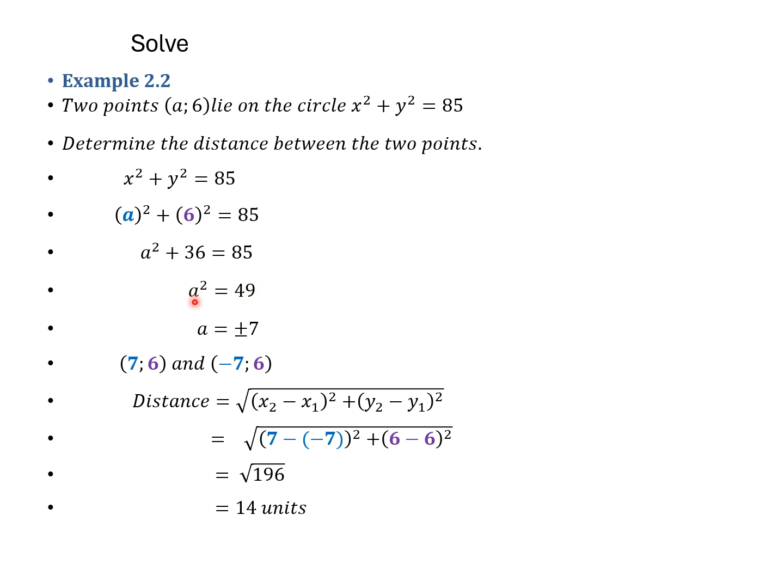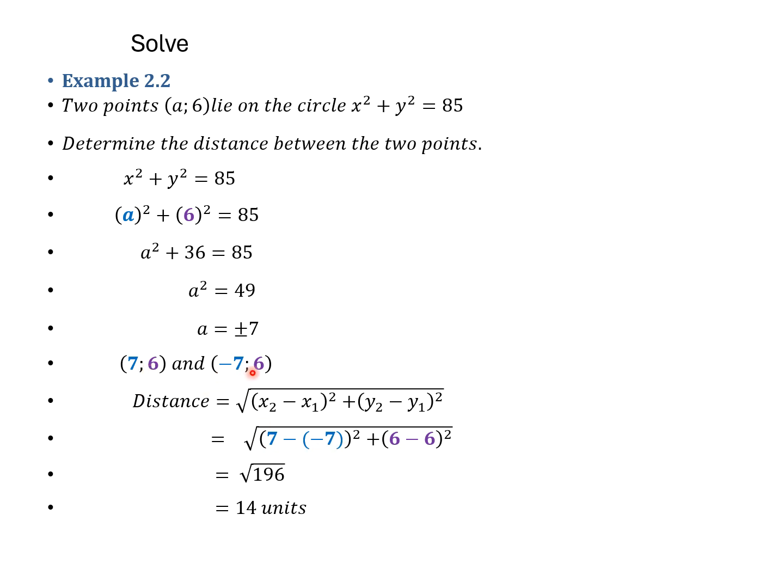To go from a squared to a, I'm going to say square root of a squared gives me a. Square root of 49 becomes plus minus 7. So my 2 points are (7; 6) and (-7; 6). So for distance formula, square root of (x2 minus x1) squared plus (y2 minus y1) squared becomes 7 minus minus 7, right? Squared. Don't get caught out with this minus minus. Whenever we mark this, you'll go write 7 minus 7, not realizing the other point is already negative. So that's why it becomes 7 minus minus 7.